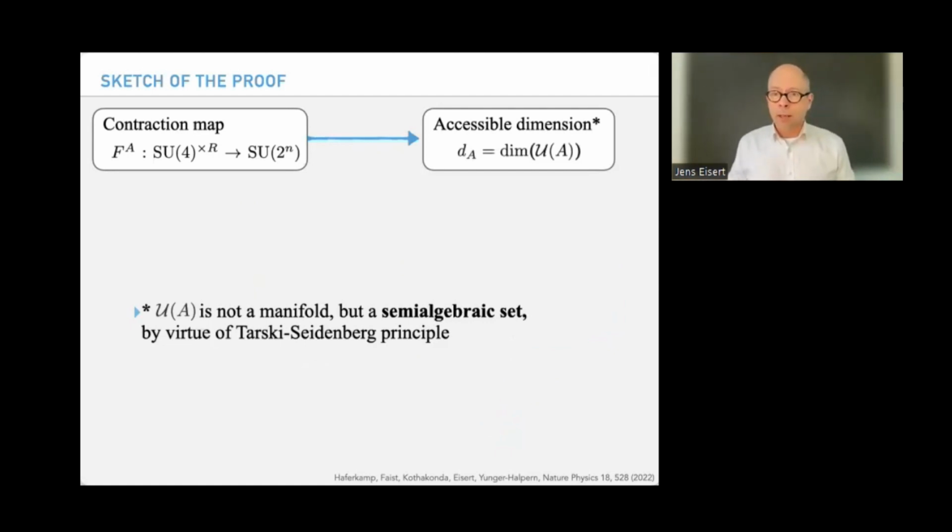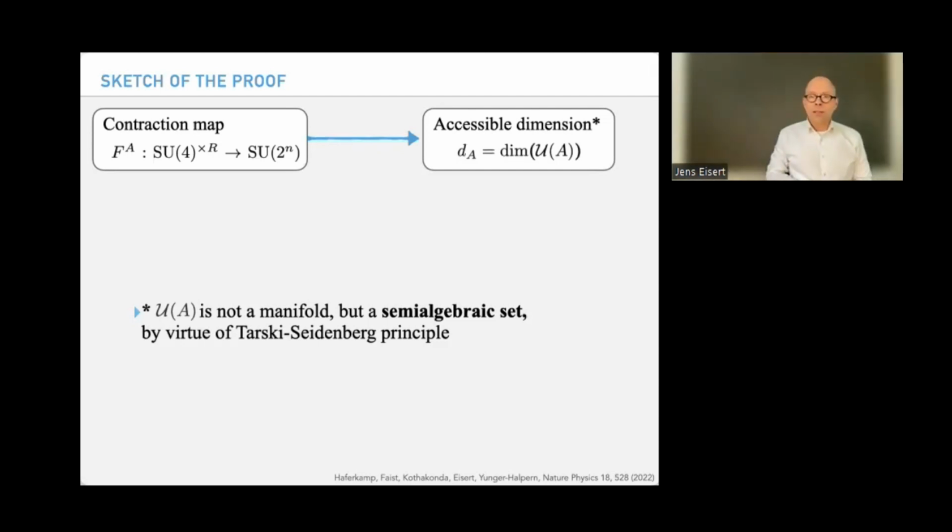This set is not a manifold, but it's what is called a semi-algebraic set. So what is this? An algebraic set is a set of real vectors that are constrained by polynomial equalities. And a semi-algebraic set is a set of real vectors that are constrained by a set of polynomial equalities and inequalities. Take as an example the closed unit disk in two dimensions. That's not a manifold, but the open disk is, and the unit circle is as well.